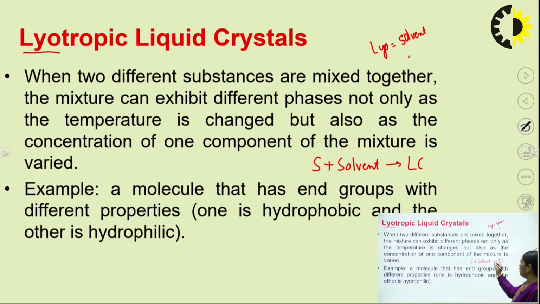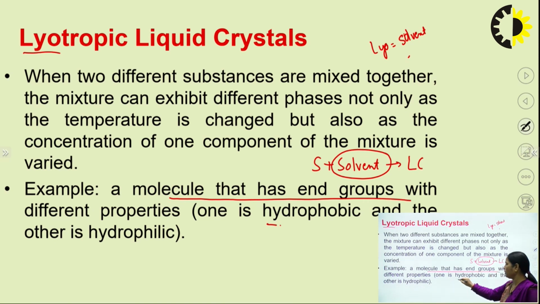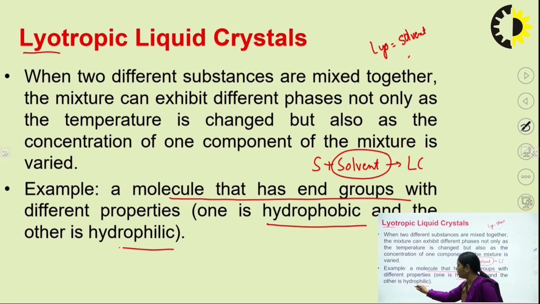Here the intervening system is solvent, while in the other, that is thermotropic liquid crystal, we obtain liquid crystal by intervention of temperature. In this type of liquid crystal, we can observe that whenever the molecule has two ends, one hydrophobic in nature and another hydrophilic in nature, then only the molecule can show lyotropic liquid crystal like properties.